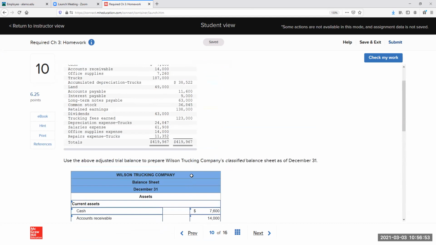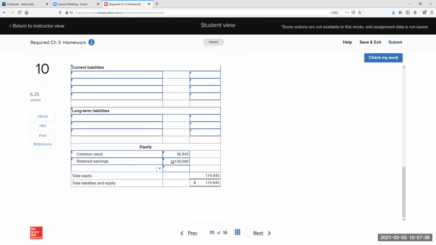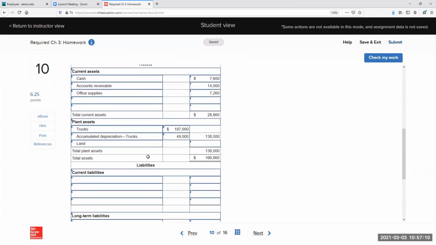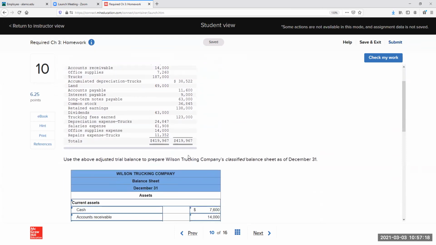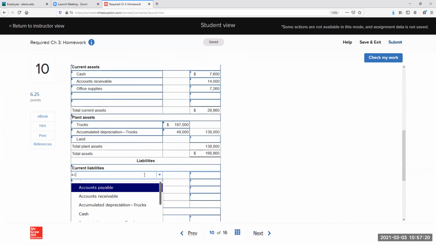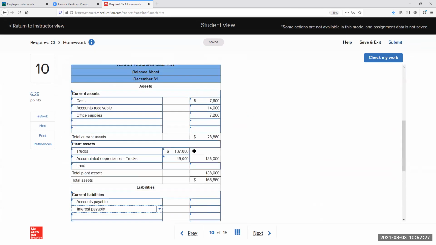36. Oh, we have to figure out what the income is. And 60, 70, 80, 90, 100. And we have to correct the retained earnings by the amount of the profit there. Okay, so let's see if I have any liabilities. Do I have any liabilities? I have accounts payable, 11.6, and interest payable, 9.